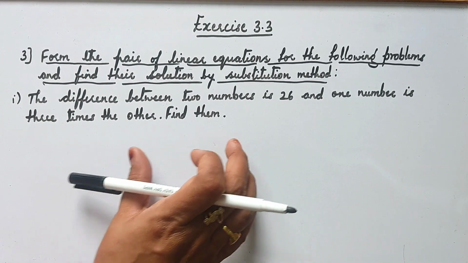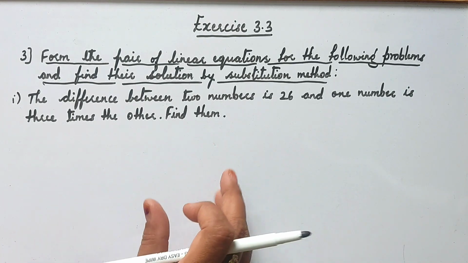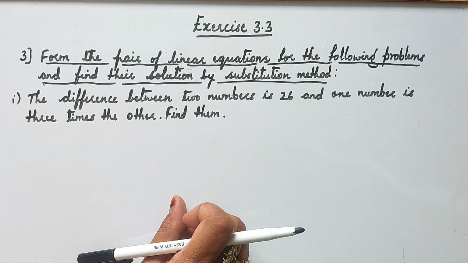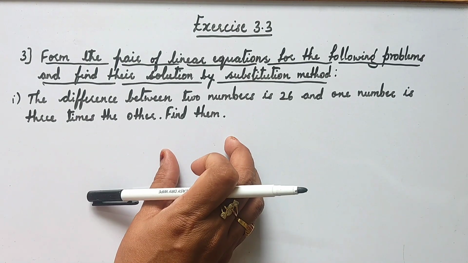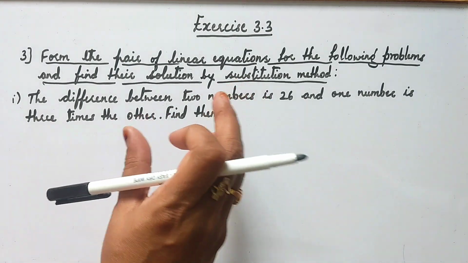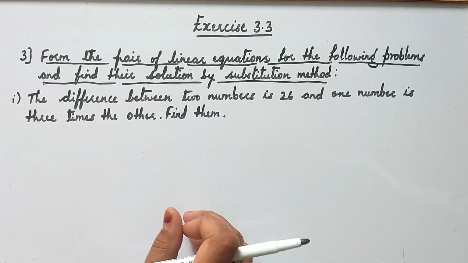You can see there is a question. The difference between two numbers is 26 and one number is 3 times the other. Do we have a linear equation here? No. So for this question, we are going to frame a linear equation, and after framing it, we have to find the solution by the substitution method.